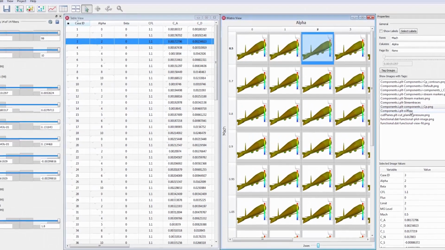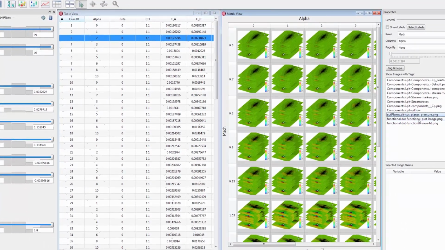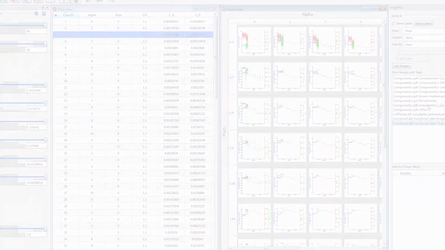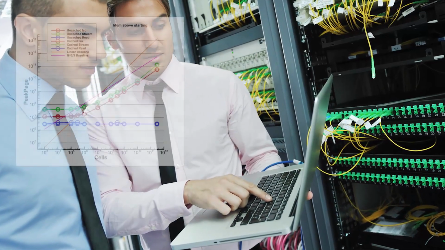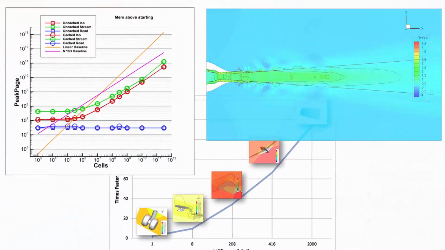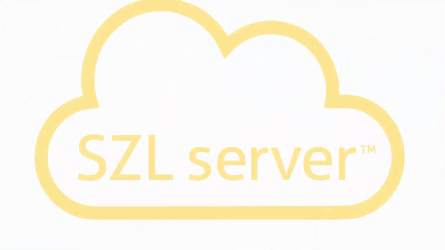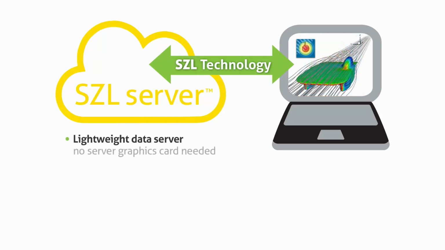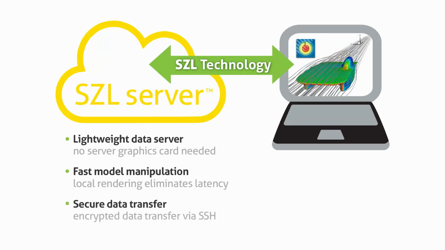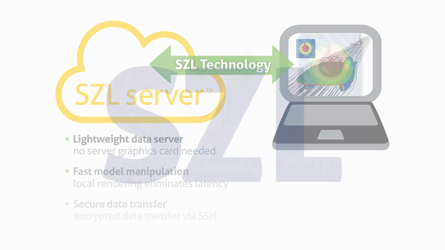With the increased availability of HPC resources comes growing grid size and the need to access the data remotely. Remoting into visualization nodes can be frustrating because latency and resource contention is often experienced. SZL Server is a client-server module for viewing large datasets located on your HPC, eliminating the slow process of copying data locally. Because SZL Server is based on our proprietary SZL technology, it uses little memory, few CPU resources, and needs no graphics card on the server side.